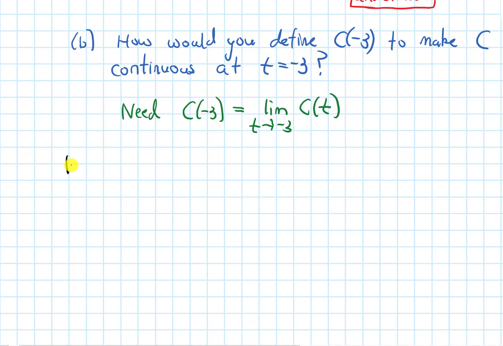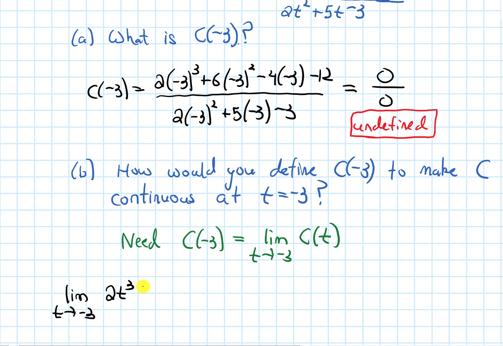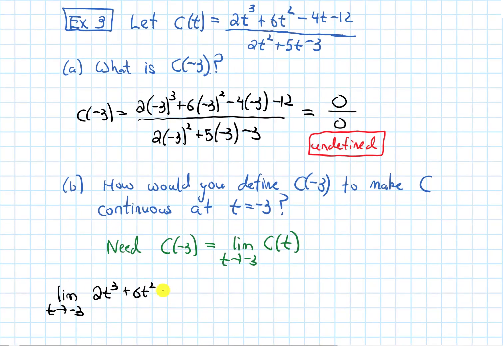All right, so let's take this limit. The limit as t approaches negative 3. Remember, our function was 2t cubed plus 6t squared minus 4t minus 12 over 2t squared plus 5t minus 3. And to evaluate this limit, I know that when I plug in, we got 0 over 0. So I'm going to have to simplify.